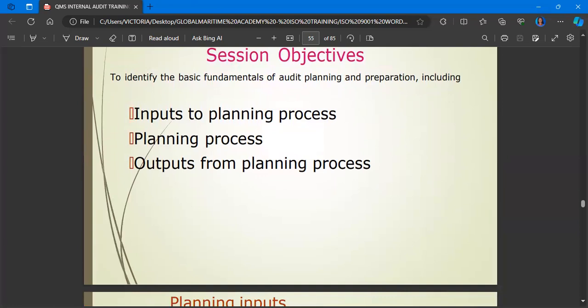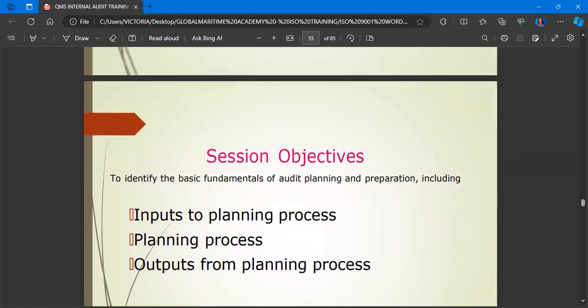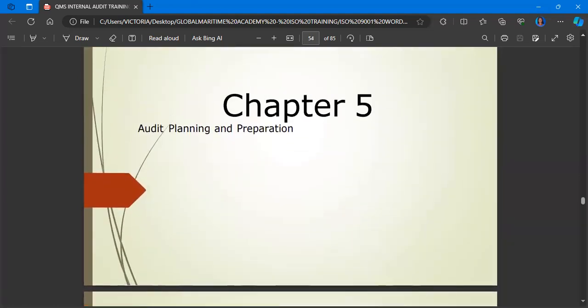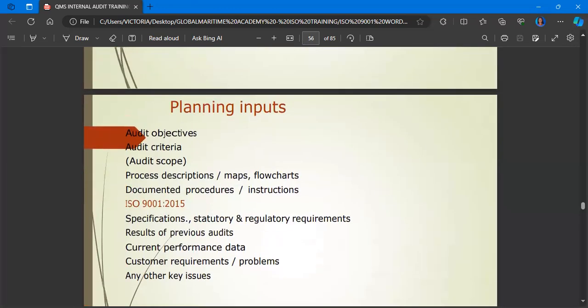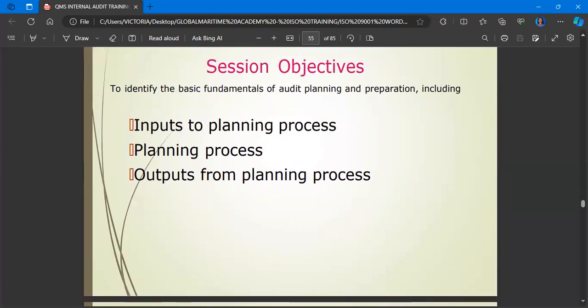Okay, so let's take this section before we go on our break. So this has to do with audit planning and preparation. Using the PDCA cycle, you have to plan. The objective of this section is to identify the basic fundamentals of audit planning and preparation, including the inputs to the planning process and the outputs from the planning process.